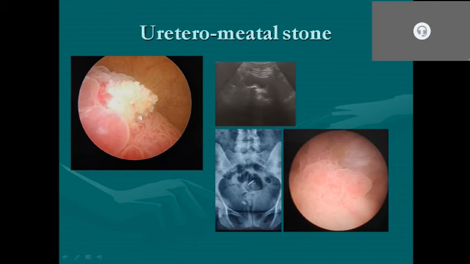This is the X-ray. This should be the lower limit of your X-ray KUB. It's the lower end of the SI. So this is the ureteromeatal stone.